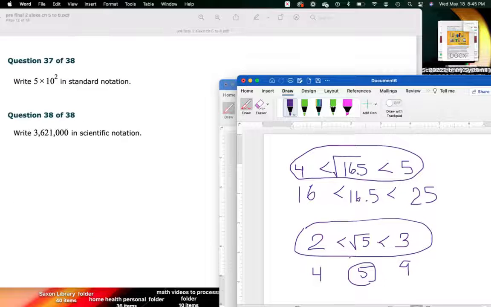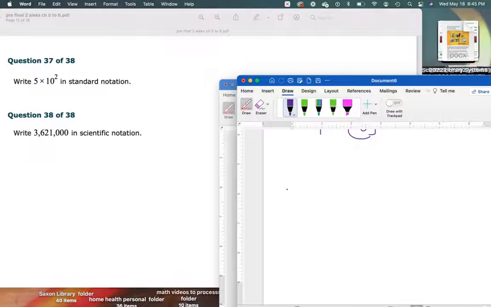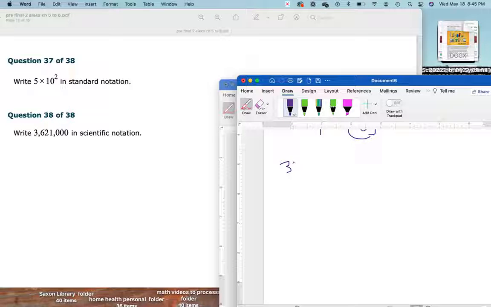Number 37. 37 says 5 times 10 squared, and we're going to write that in standard notation. Right now, it's in scientific notation. So we're going to just take this decimal point right there. The decimal's always at the end of the number, and move that decimal 2 places over and fill in with zeros so that 5 times 10 squared is 500.